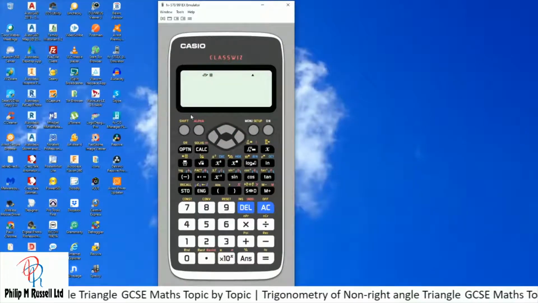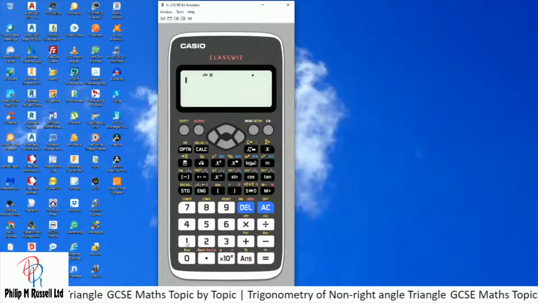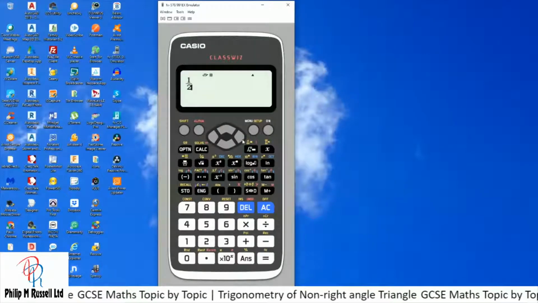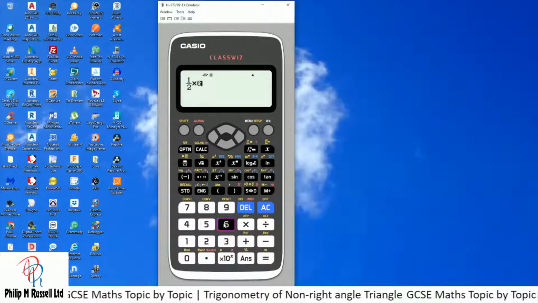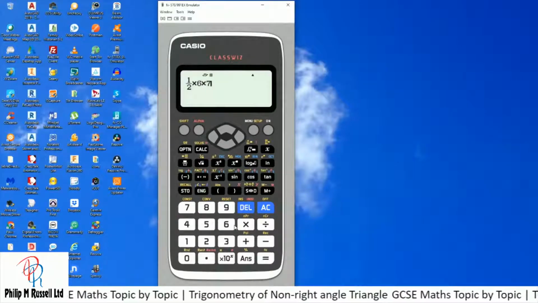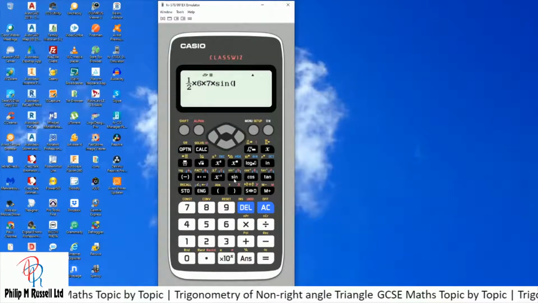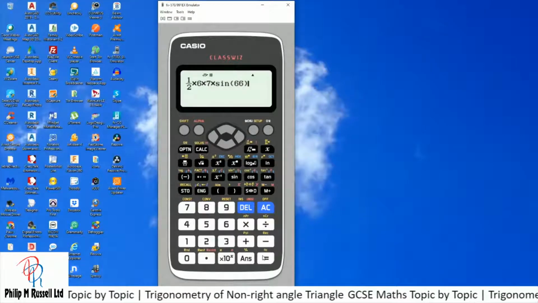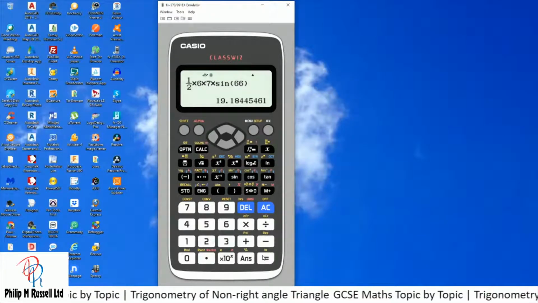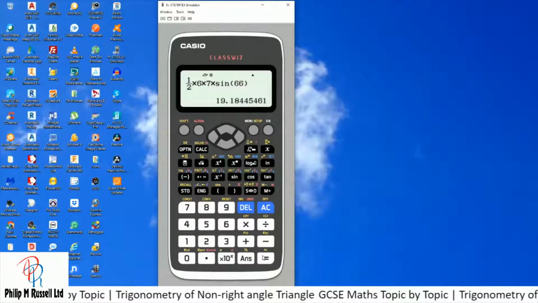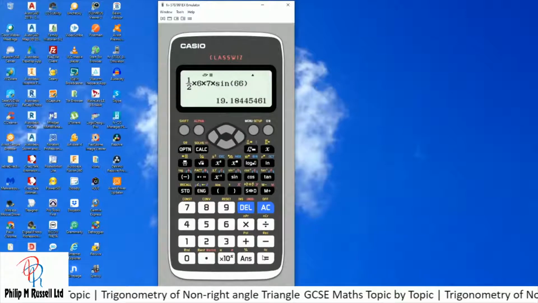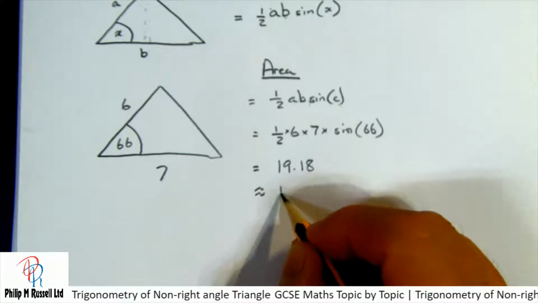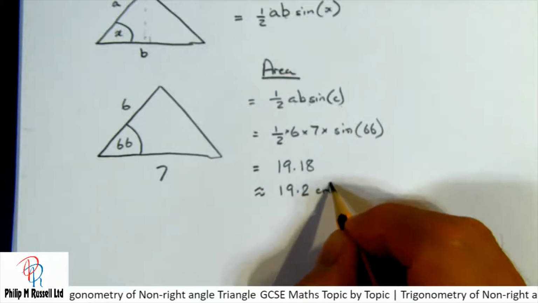So with my calculator, I can put in a half times 6 times 7 times the sine of my angle, which here is 66, and we get an answer of 19.18. And if we go there, I can probably round that to 19.2 centimeters squared.